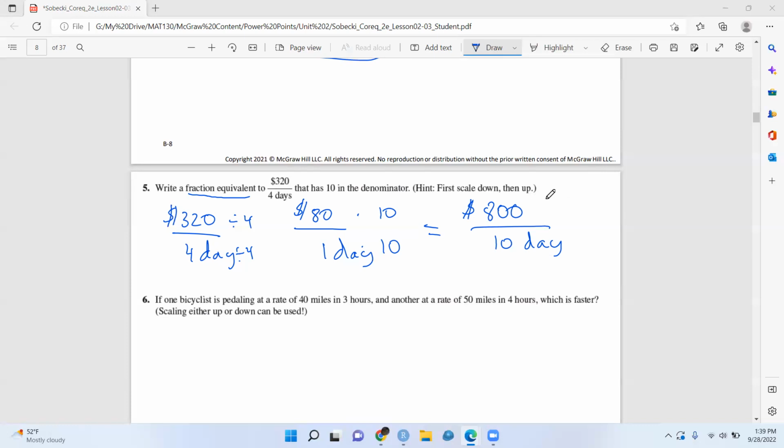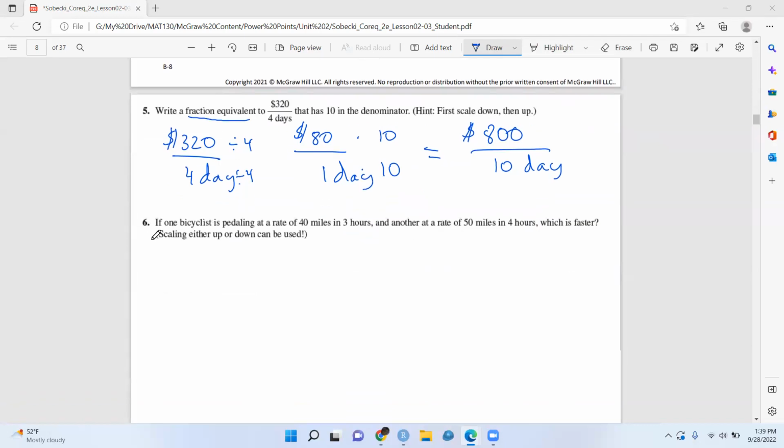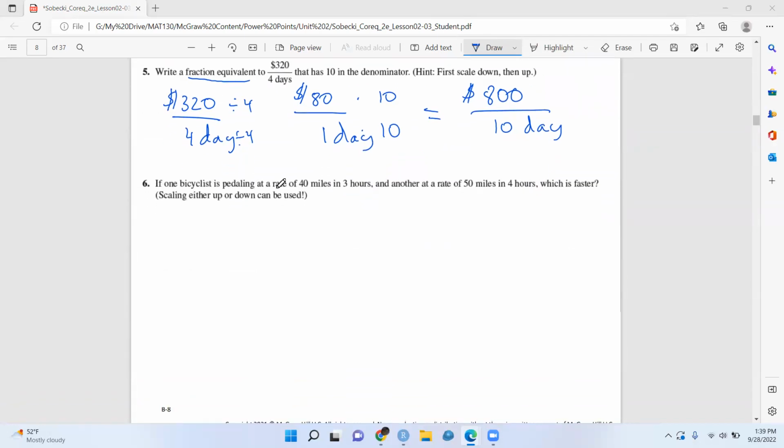I know everyone hates fractions, but I think if you think of these as not fractions, as units over units, and keep track of those units, maybe it's not too bad. Okay, so I'm going to let you all try this one. So we got someone bicycling or pedaling at a rate.